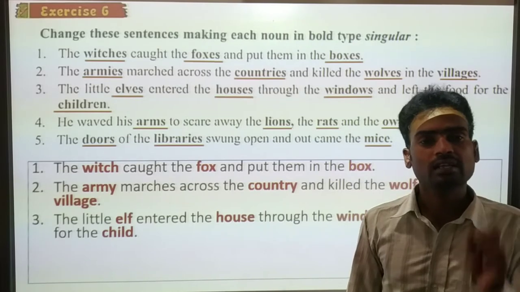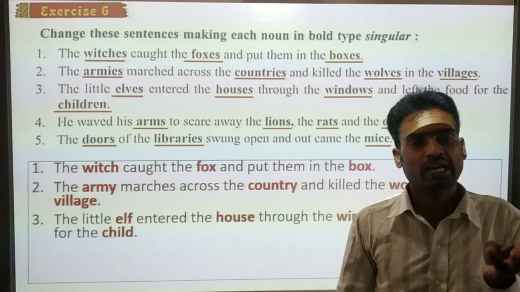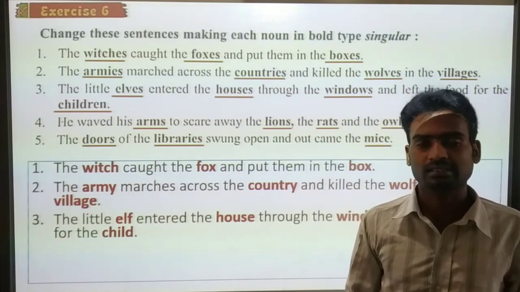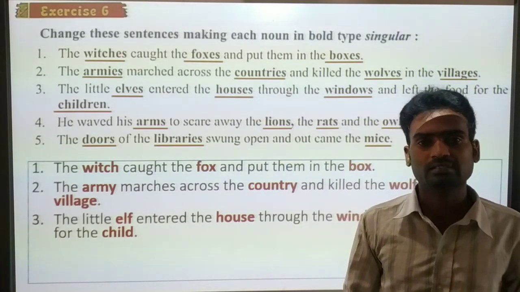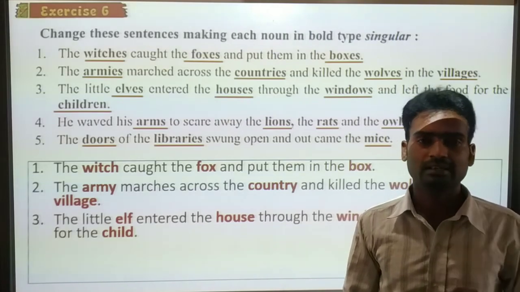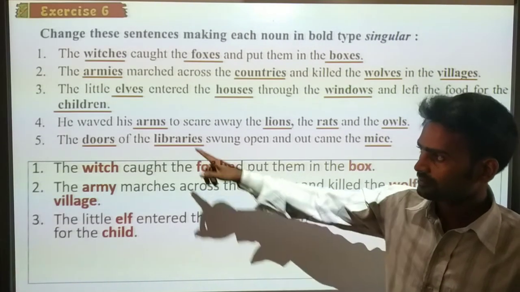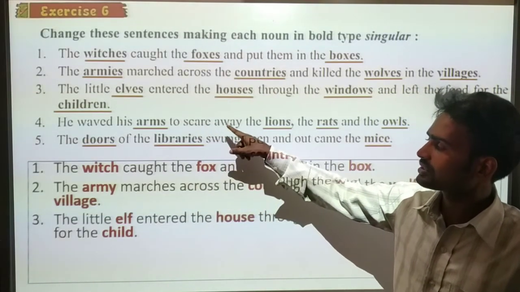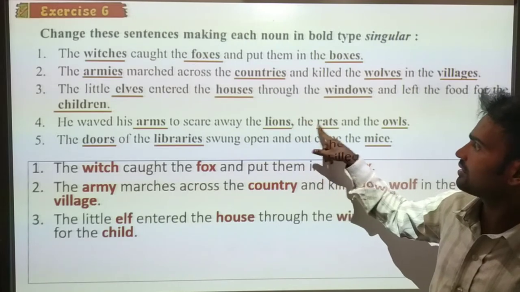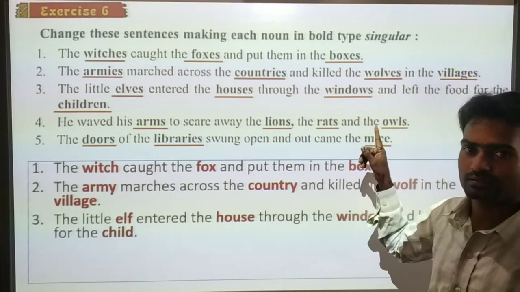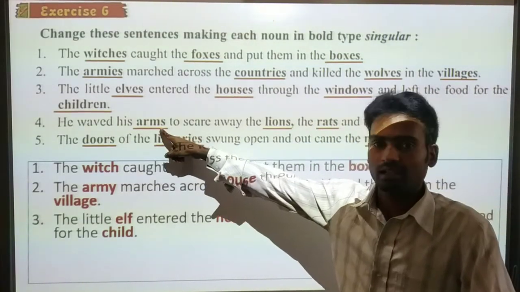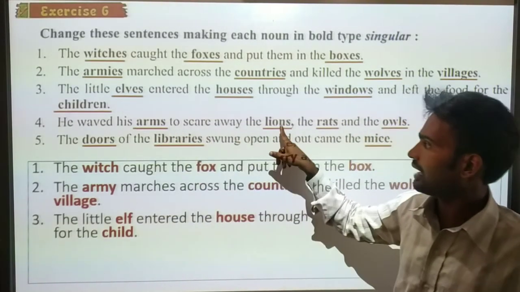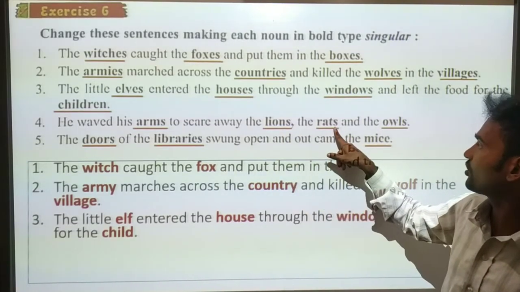So we have seen already that some words are different: child, children. So this we have to learn. Memorize it. The list I have already given you in the previous video. Please learn it. Clear? The fourth one: he waved his arms to scare away the lions, the rats, and the wolves. So remember about armies. This is a plural form. Think about what will be the singular form, and the singular forms of lions, rats and wolves.